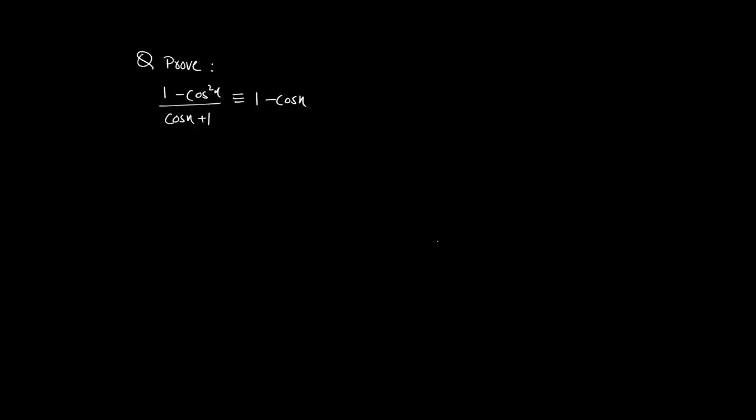Okay, so in this question maybe you have to use the identity. Now what is the identity that you can think of which can replace this 1 minus cos square? See, 1 minus cos square can be factorized as 1 plus cos x times 1 minus cos x, right? And in the denominator you have cos x plus 1, which you can rewrite as 1 plus cos x. And observe that 1 plus cos x and 1 plus cos x would be cancelled out, and you would be left with 1 minus cos x.